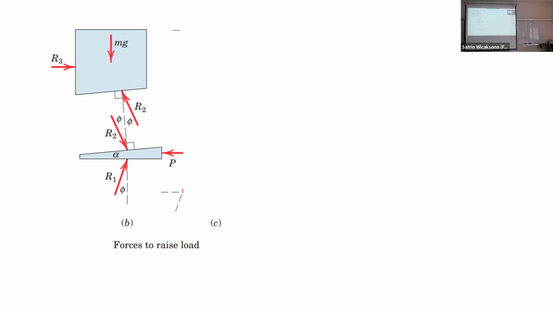I want to draw the free body diagram to pull it out. And I want to point out, later your homework will consist of dry friction problems, this particular problem, the pulling problem, and the wedge problem.